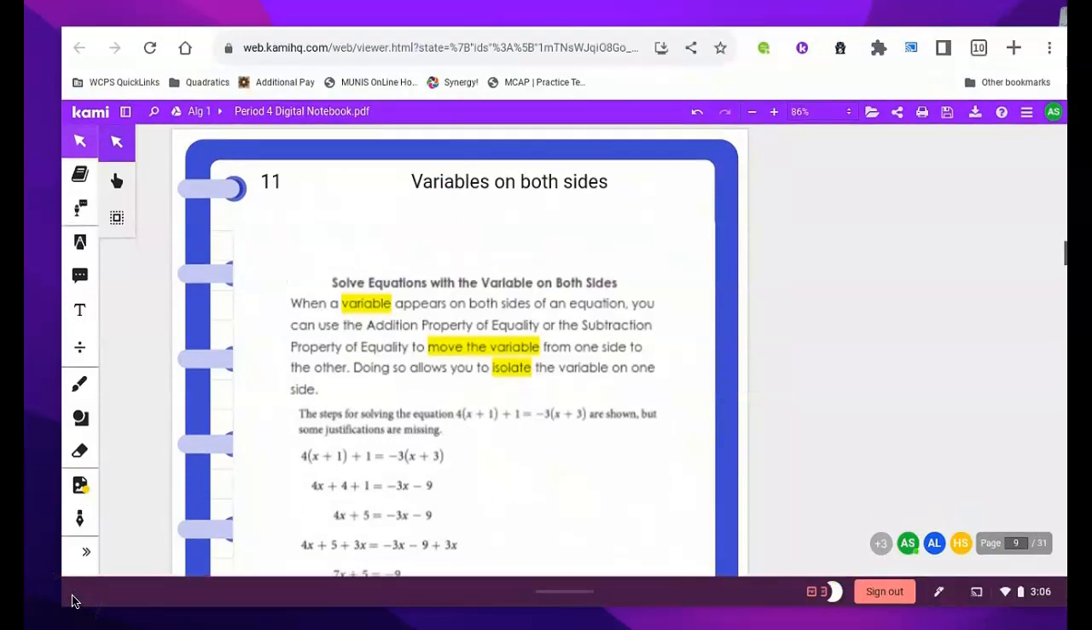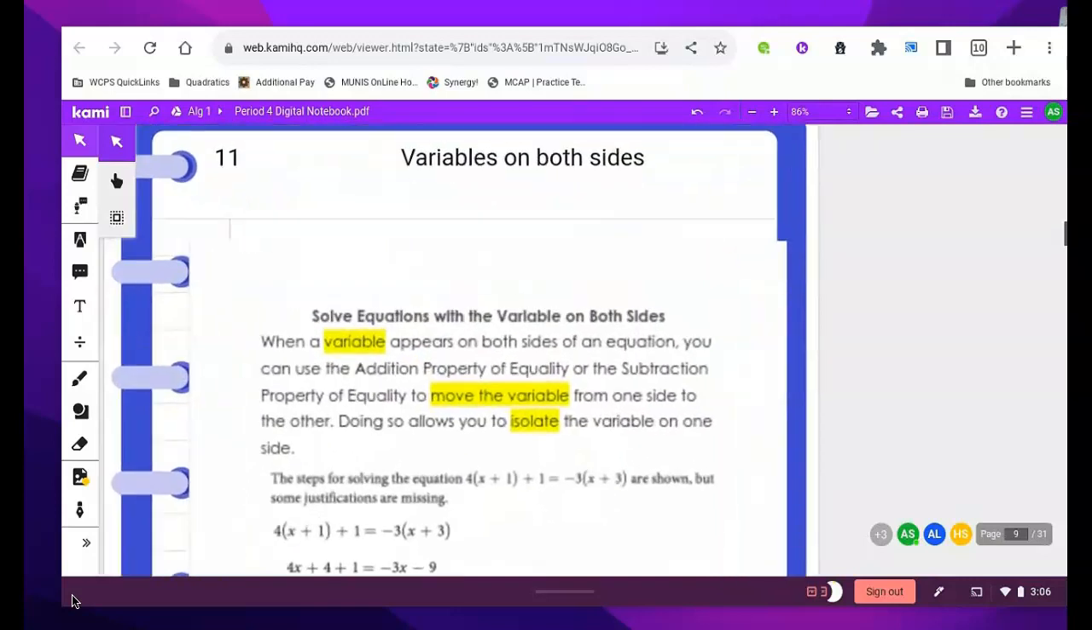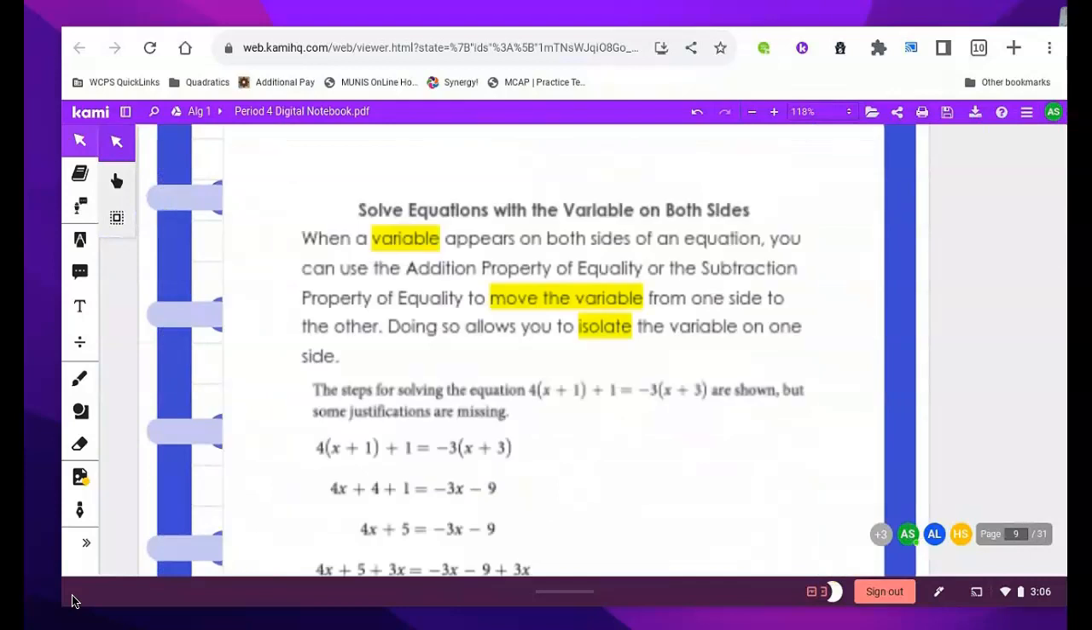Solving equations with variables on both sides. The last couple of pages of notes, we've been talking about solving one-step equations, two-step equations, and multi-step equations where we have to use the distributive property. Now we're going to add one more step onto that. Notice that we have variables on both sides of the equation. When a variable appears on both sides, we can use the addition property of equality or the subtraction property of equality to move the variable from one side to the other. Doing so allows us to isolate the variable, or in other words, get the variable by itself.